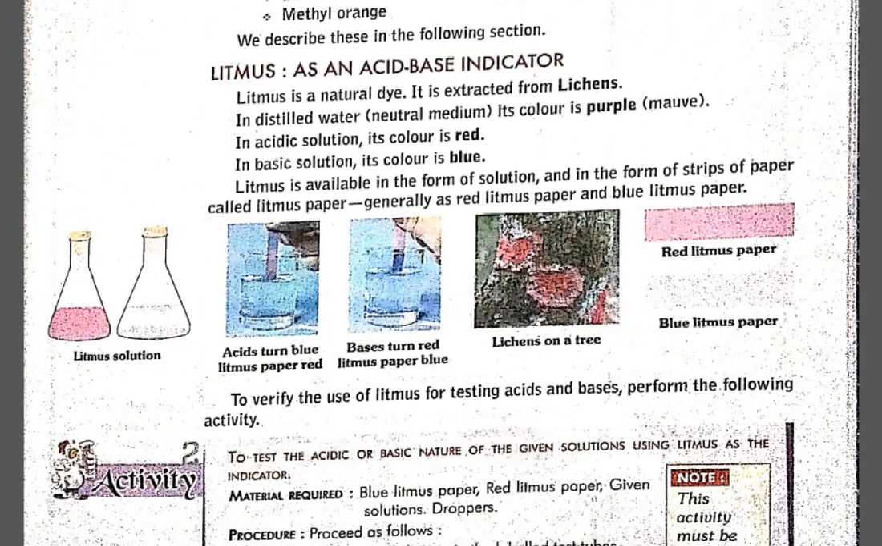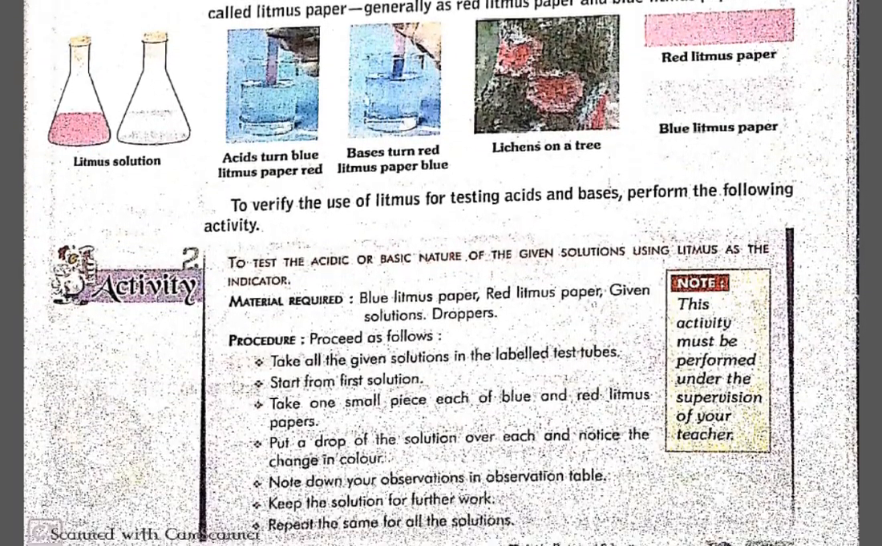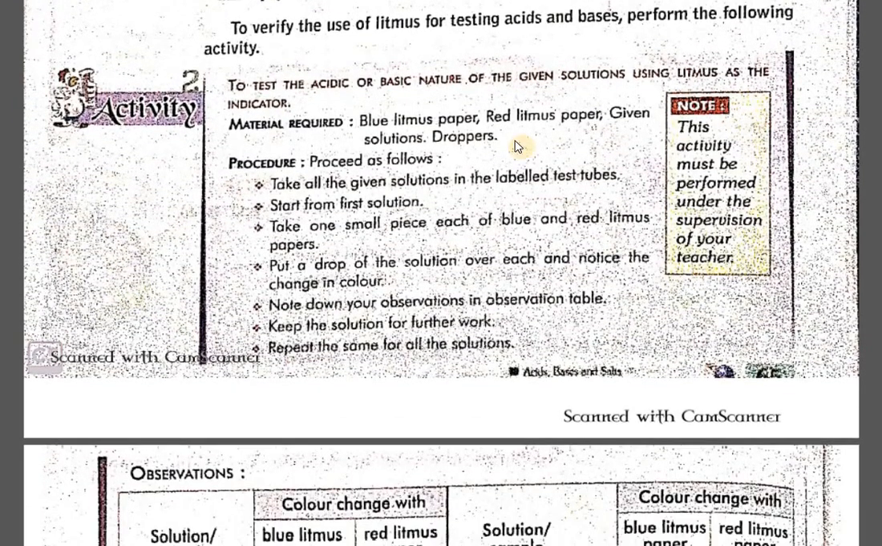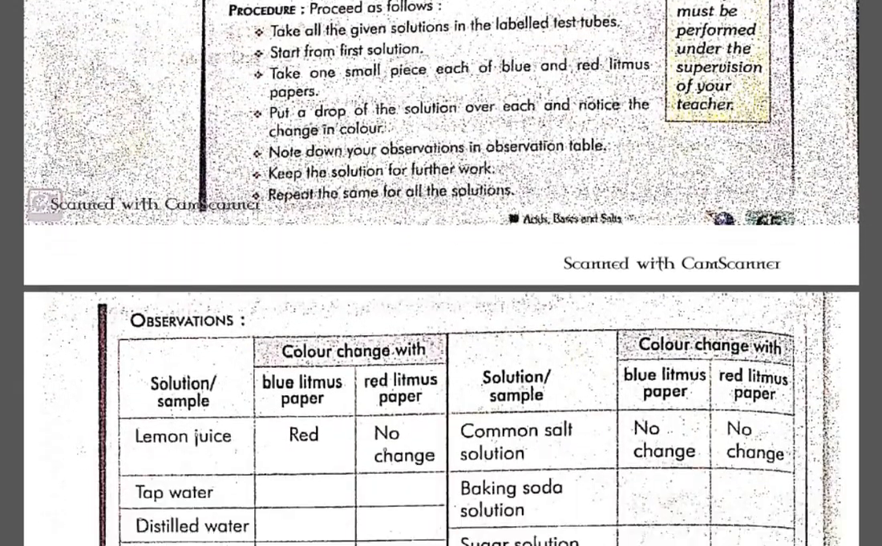Now there is an activity which you all are required to perform. In this, what are you required to do? You have to test the acidic or the basic nature of the given solution using litmus as an indicator. These are the substances or the materials which you are supposed to keep with you while you are identifying the nature.